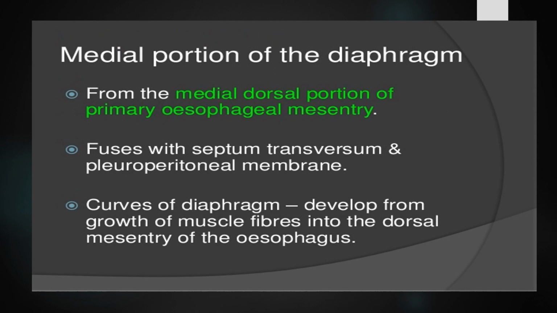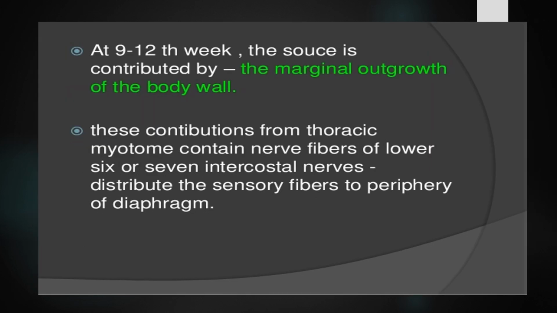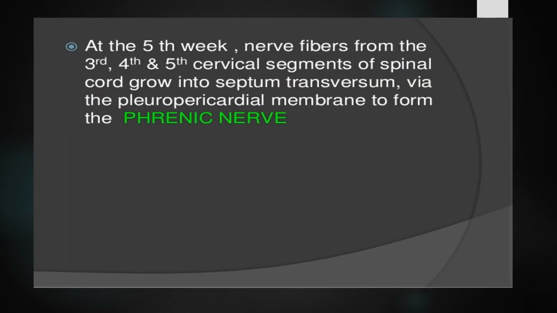The medial portion of the diaphragm, formed by the medial dorsal portion of the primary esophageal mesentery, fuses with the septum transversum and pleuroperitoneal membrane. The crura of the diaphragm develop from the growth of the muscle fibers into the dorsal mesentery of the esophagus. At 9 to 12 weeks, the last source is contributed by the marginal outgrowth of the body wall. These contributions from the thoracic myotomes, which means muscles, contain nerve fibers of the lower 6 or 7 intercostal nerves, distributing sensory fibers to the periphery.